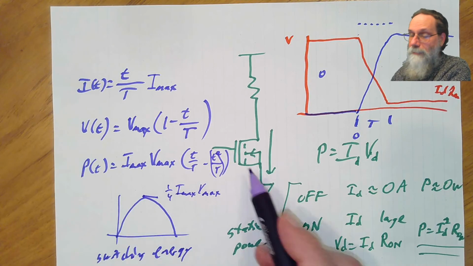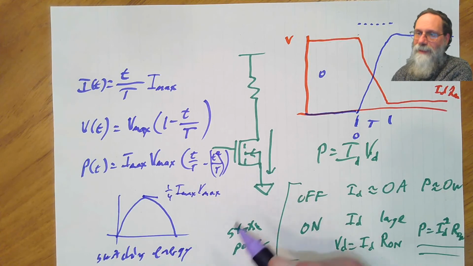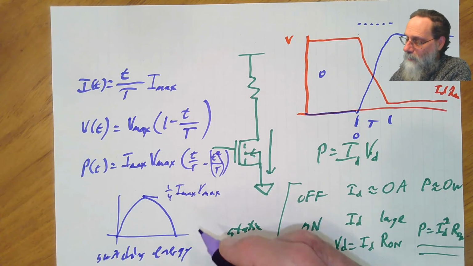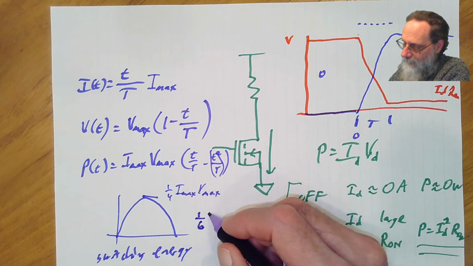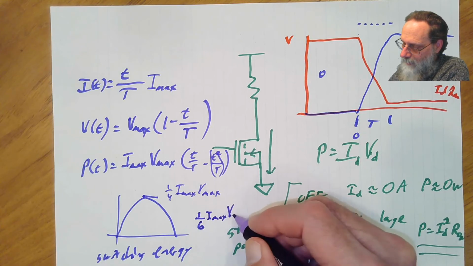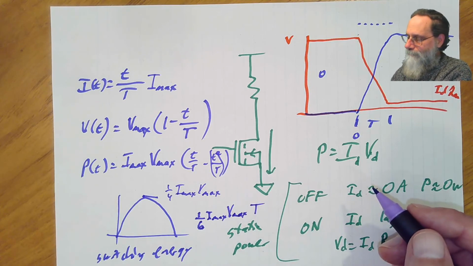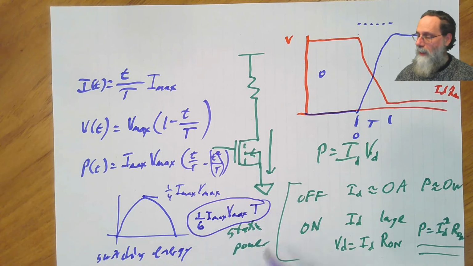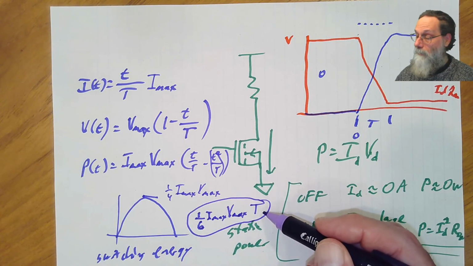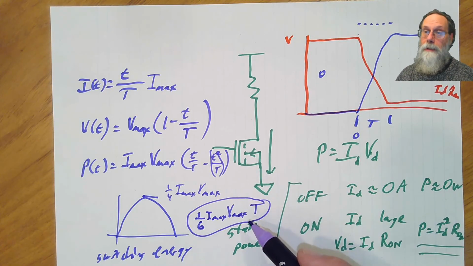We just have to integrate this power from 0 to T, and that's fairly simple calculus. I'm not going to bother writing it here, but it comes out to 1/6 Imax Vmax times the duration. So that's the total switching energy of one of these turning-on events. Notice that as we make this transition faster, reducing the time for the transition, the energy dissipated is reduced.